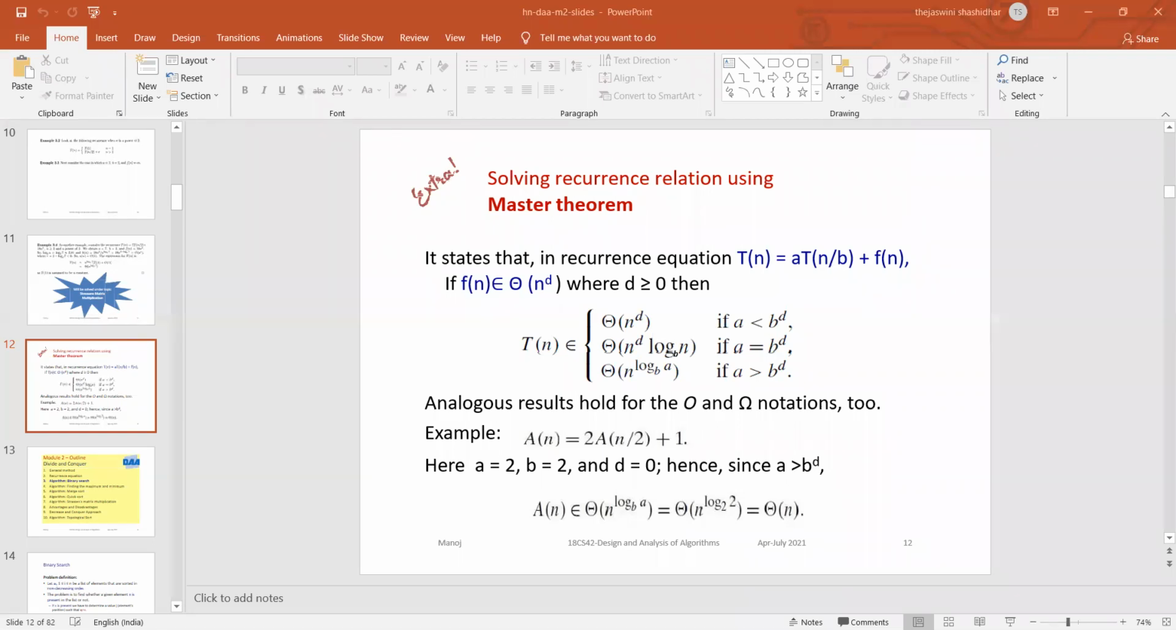So log n to base 2 is equal to log n only. So this is the answer. Log n to base 2 is equal to log n. So n to the power 1 log n. What is the final answer you are getting? It is n log n.